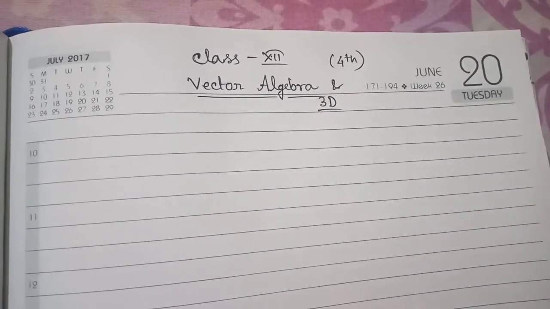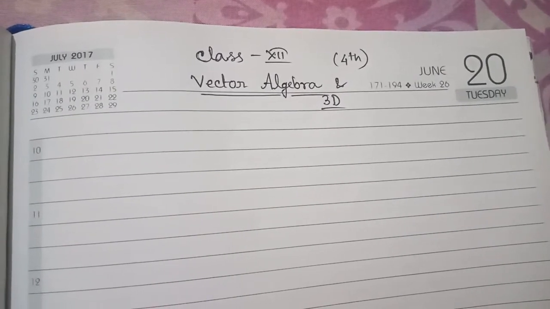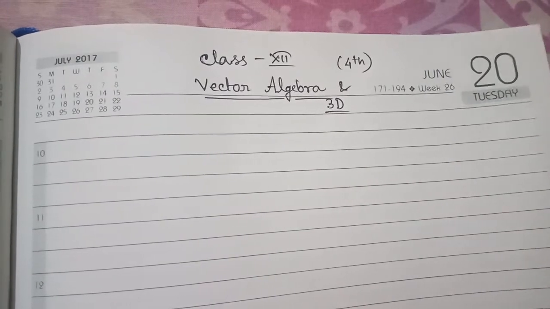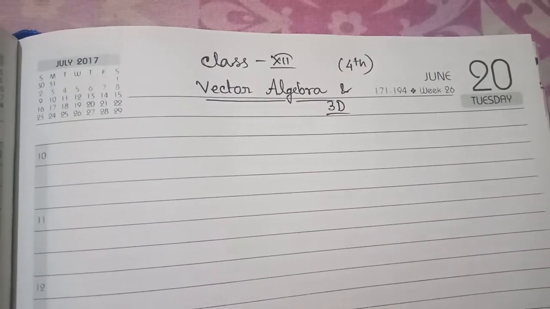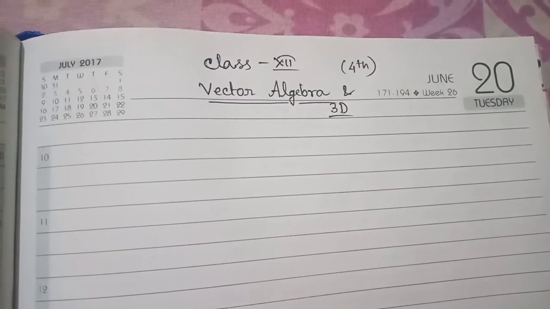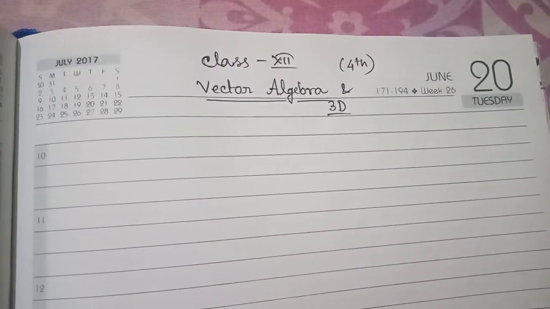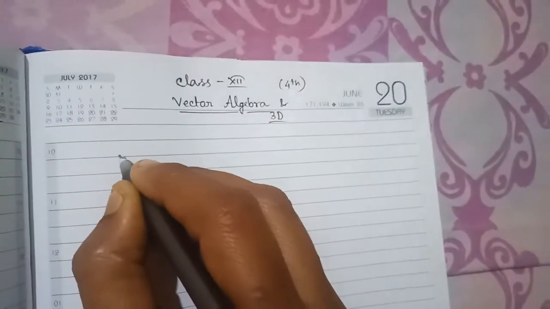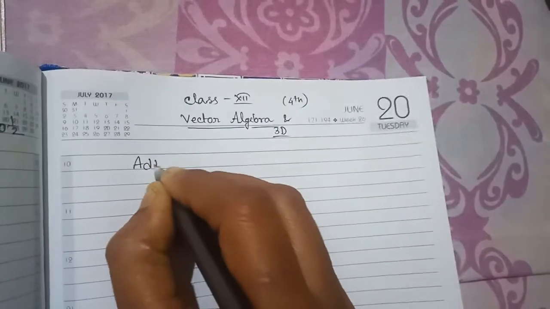Today we are going to do class 12's chapter Vector Algebra and 3D, and one of its topics. This is the fourth session of the unit Vector Algebra and 3D. So today our first topic is addition of vectors.